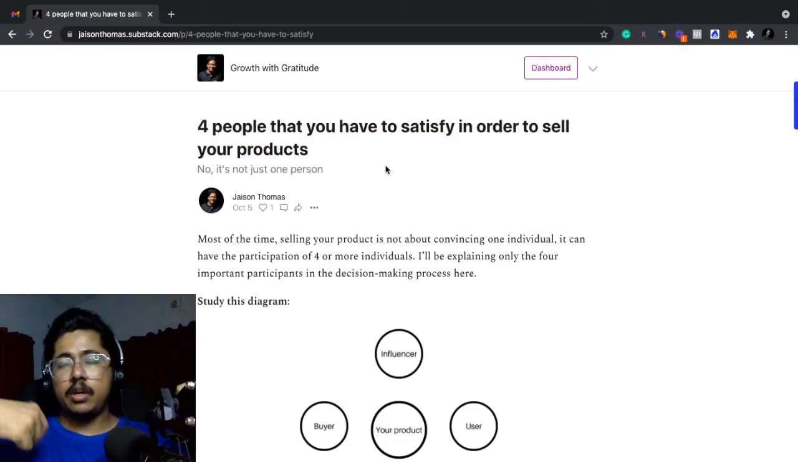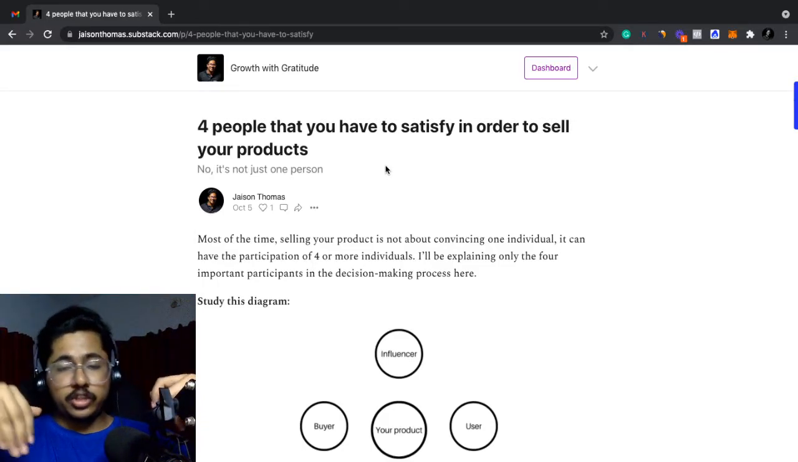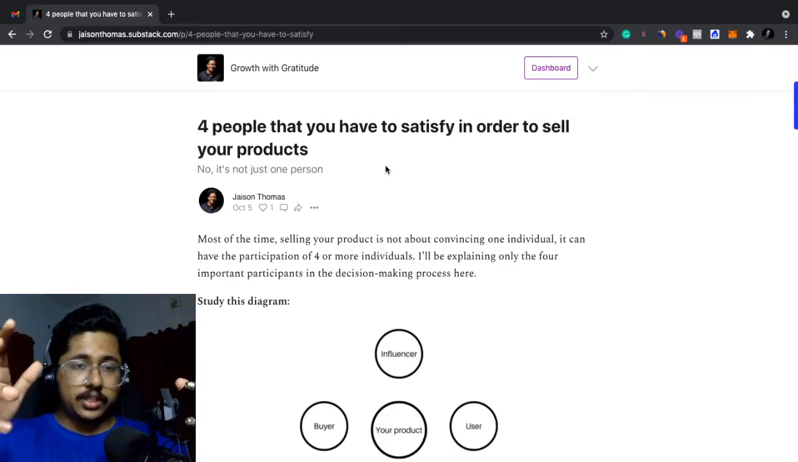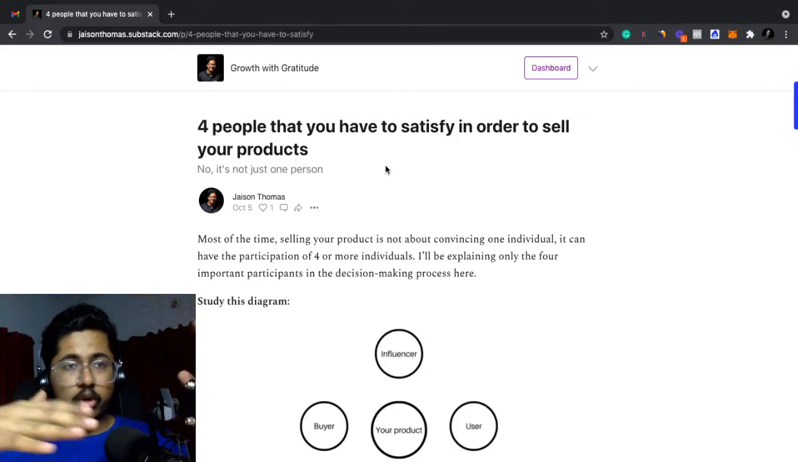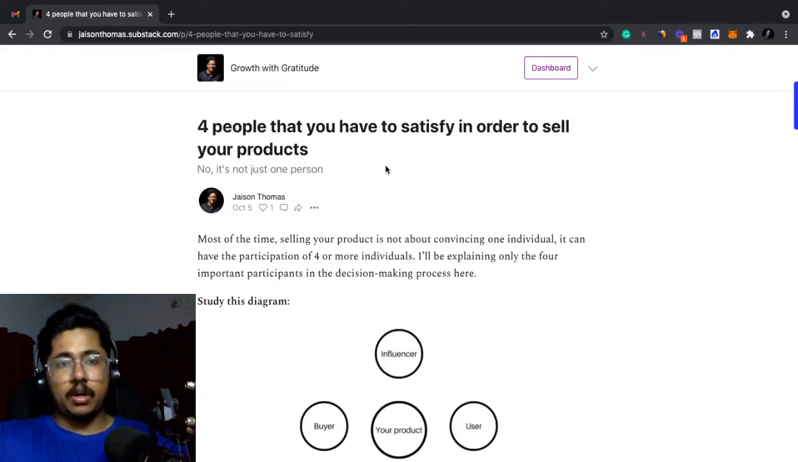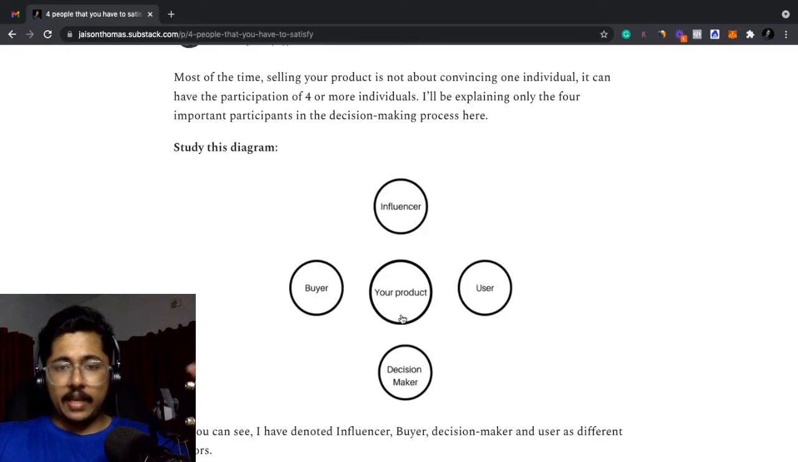So as you have already seen, this is the topic of the video. When you're selling something, whether it be a service or a product, most of you might think that okay, you just need to convince that target user or buyer, and then automatically everything is going to happen, right? Well, that is not the case. Just look at this diagram.